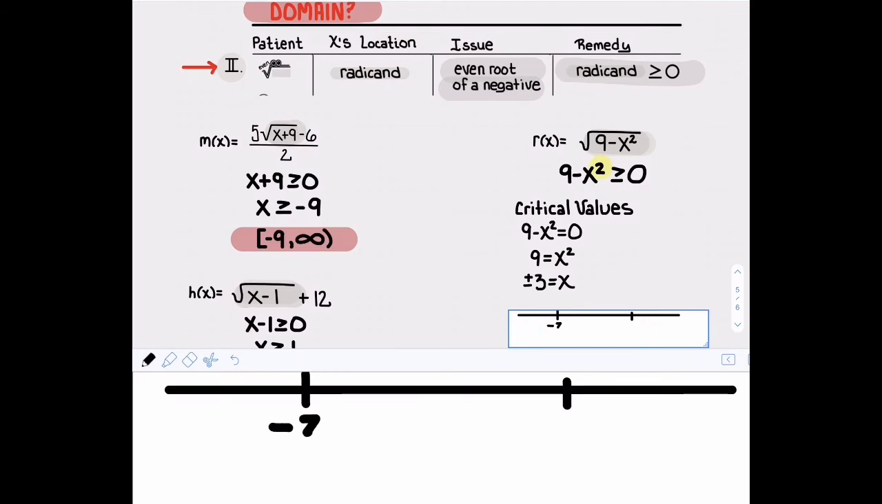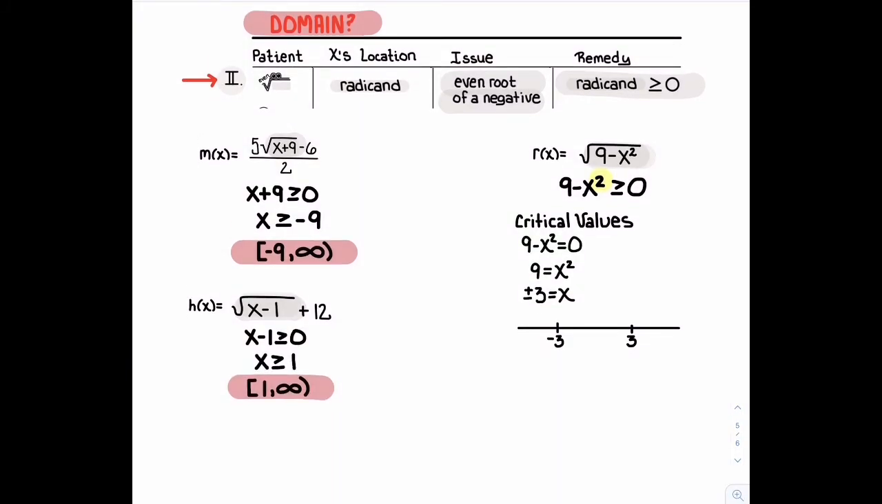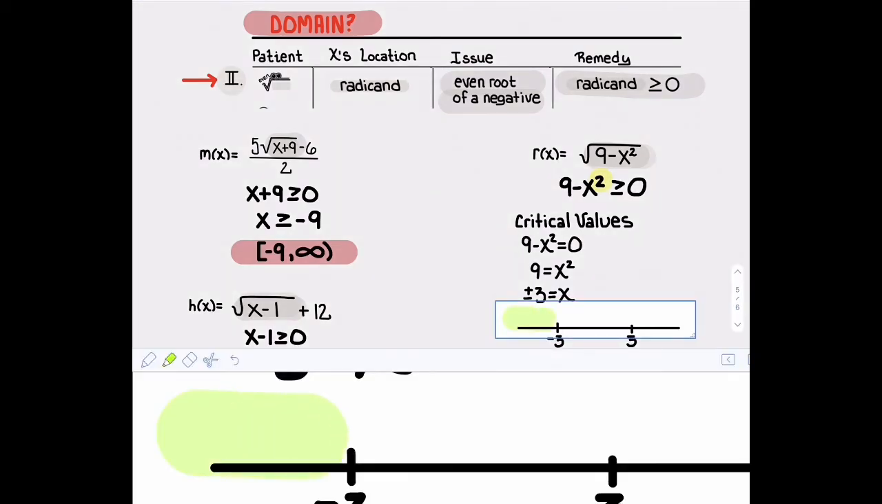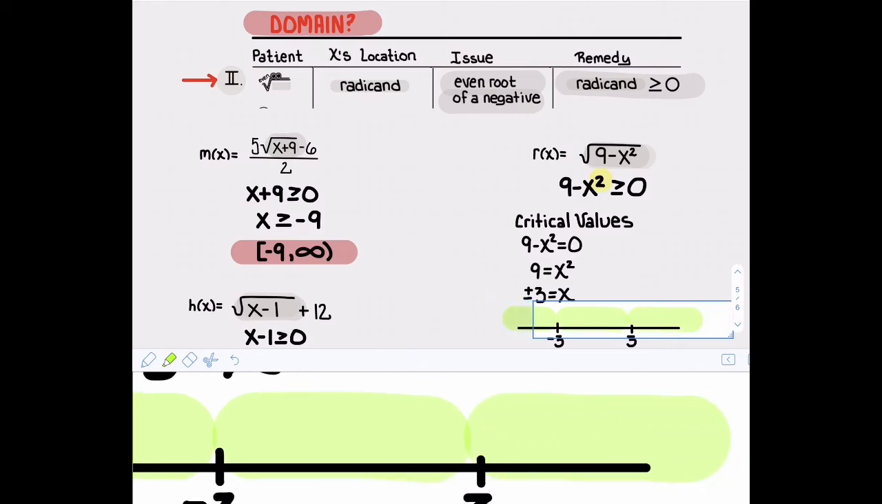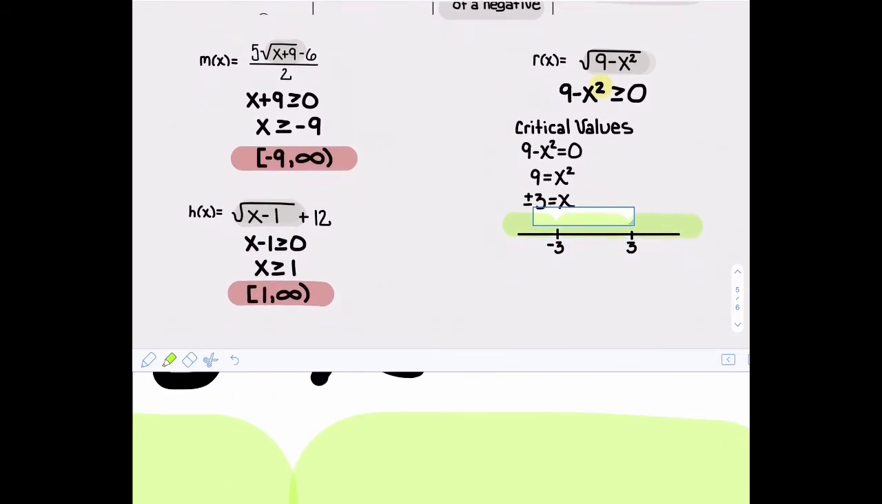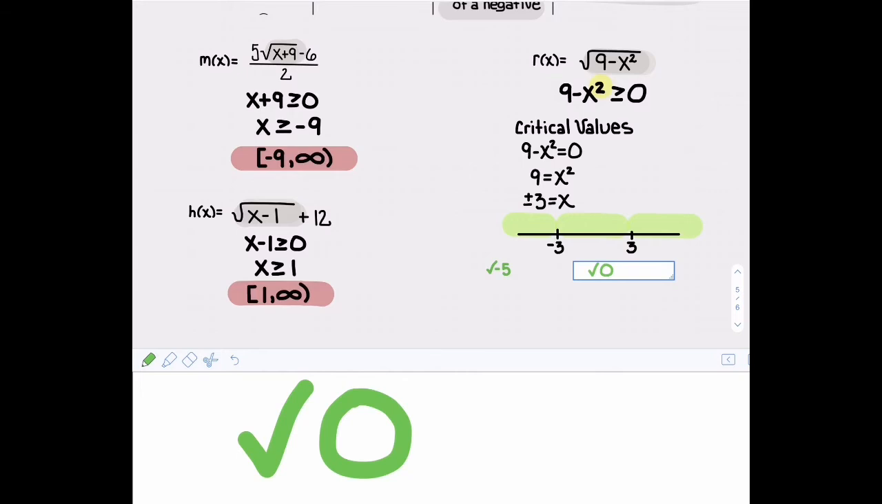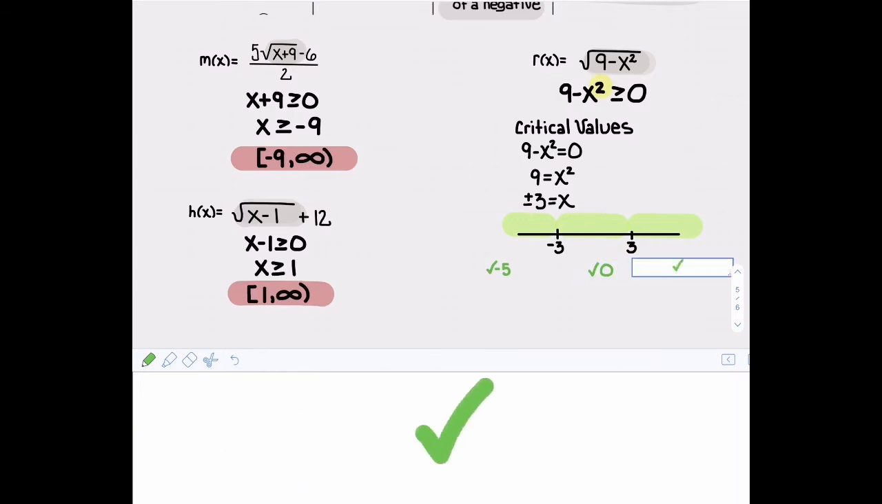Next, I'm going to test numbers to the left of negative 3, in between negative 3 and 3, and numbers after 3. So we're breaking up this number line into 3 pieces. You can pick any number you want to the left of negative 3. I'm just going to pick negative 5. You could pick any number to check between negative 3 and 3, and I'm going to select 0. And then I want to pick any number to the right of 3, and I'm just going to pick 5.